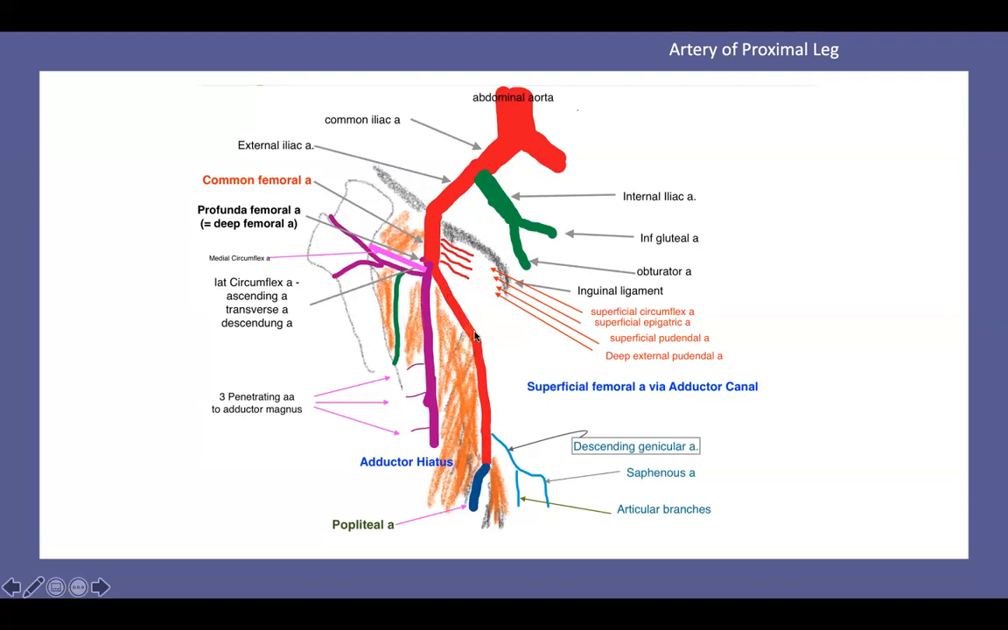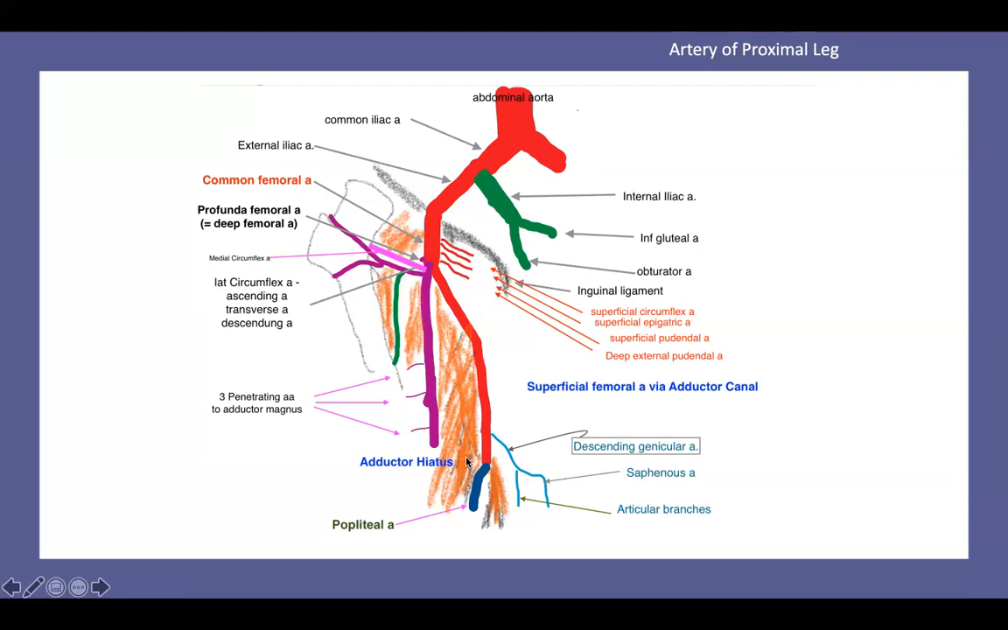But the superficial femoral artery goes through the adductor canal, and then it gives branches to the adductor longus and brevis. All the adductor muscles are supplied by the superficial femoral artery through the adductor canal. After the adductor canal, the superficial femoral artery goes through the adductor hiatus to the posterior part of the leg. Once it passes the adductor hiatus, the superficial femoral artery's name changes to popliteal artery in the posterior leg.